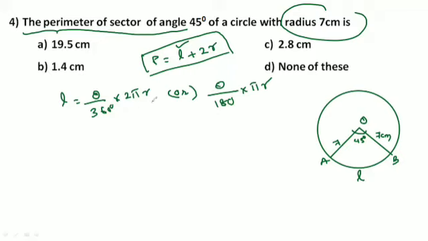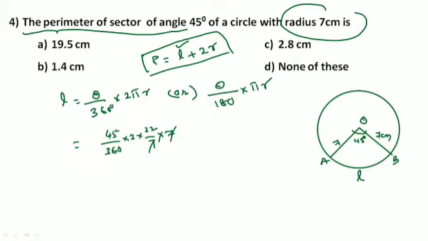Some textbooks have given this formula, but there is no change, children. Both are the same here. Got it? So now let us use this formula. Theta is equal to 45 degrees by 360 degrees into 2 into 22 by 7 into r, which is nothing but 7 here. Right. Now 7 cancel, children.